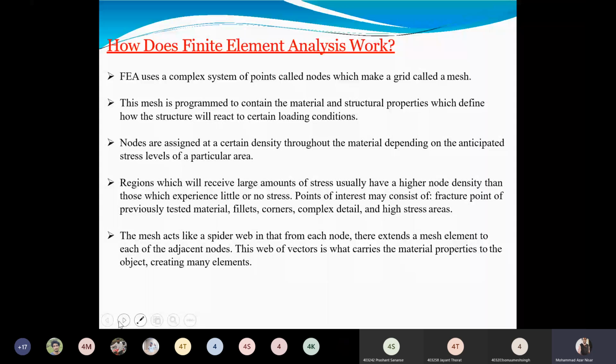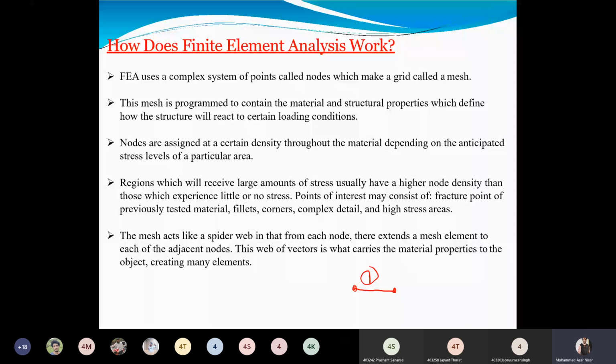So suppose a linear element is a step bar, and this is the element. The corner point ends are called the nodes. So it has two nodes. One element consists of two nodes. This is the element.